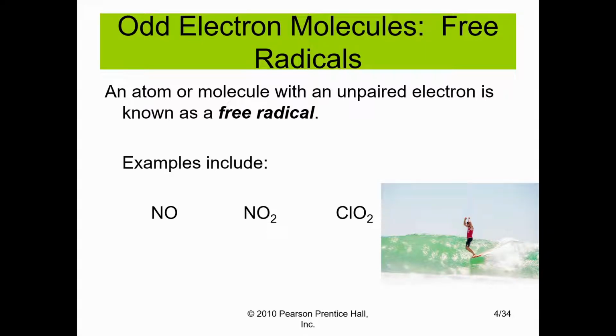There are some cases where an atom or molecule will have an unpaired electron. This atom is known as a free radical. There are a few examples of free radicals, including nitrogen monoxide, nitrogen dioxide, and bleach. These molecules will have unique reactivity and are often associated with carcinogenic molecules and risks of cancer.